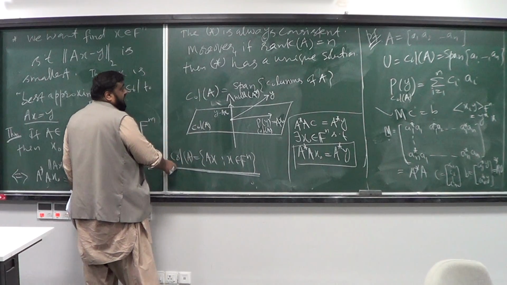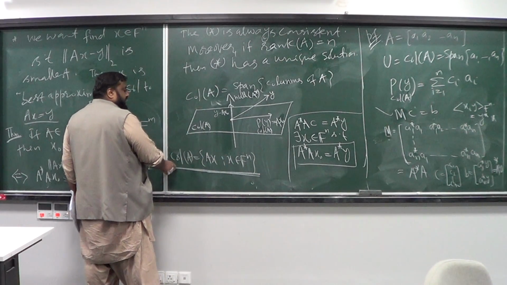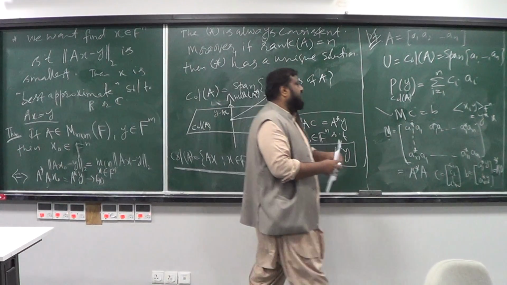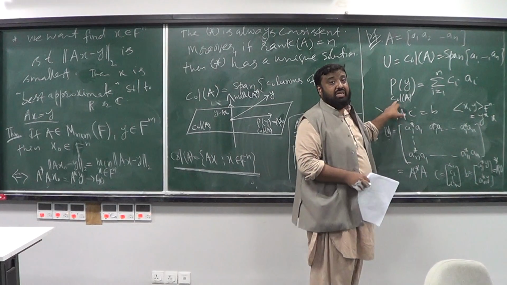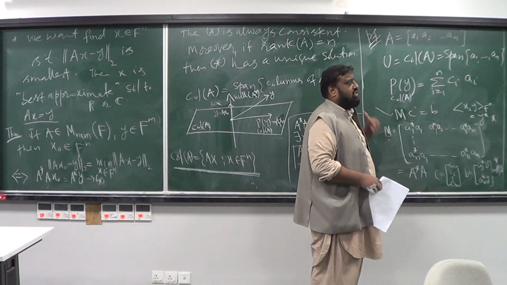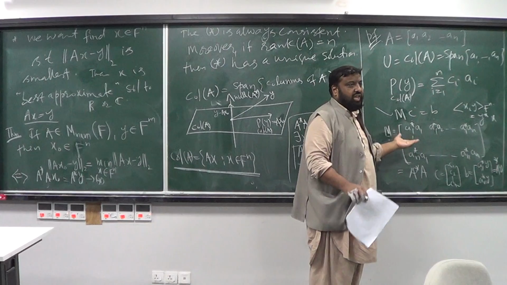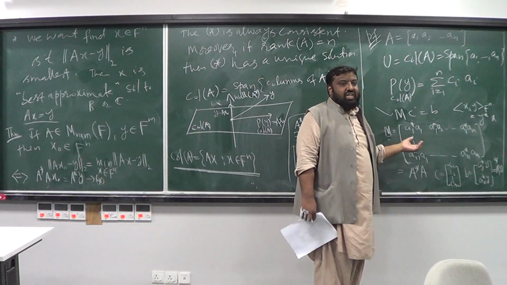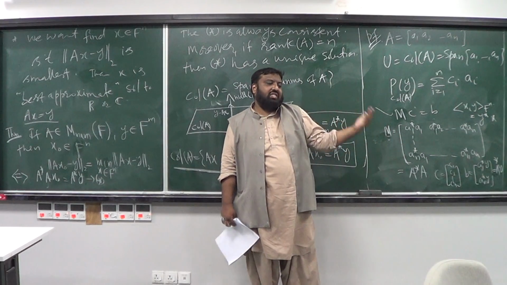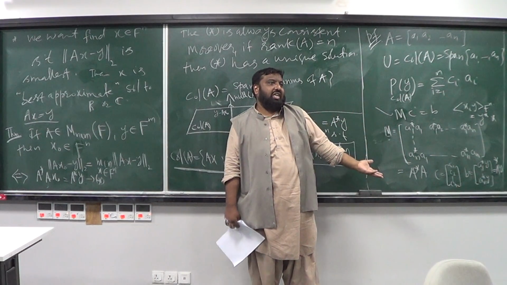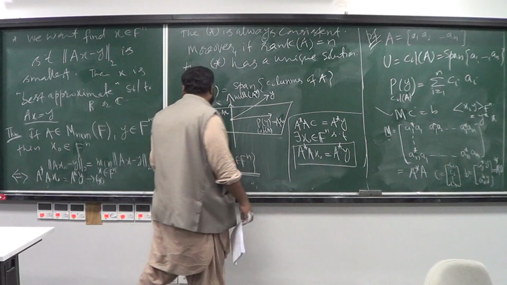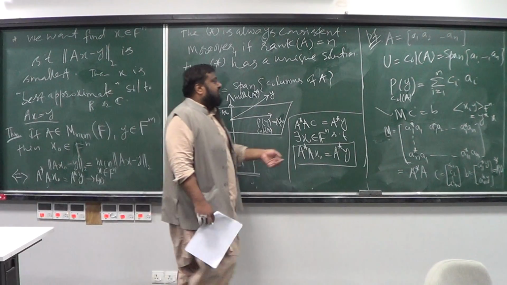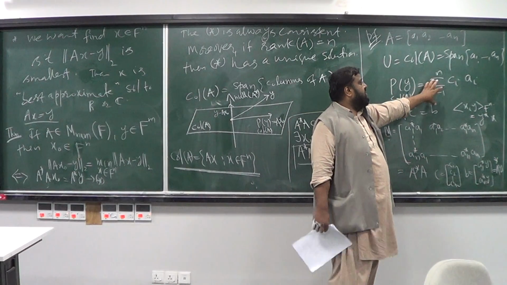space of A. Now, in order to find the best approximation of Y in the column space of A, we compute the orthogonal projection of Y onto the column space of A. Why? Because the orthogonal projection of a vector onto a subspace is the best approximation actually. So if you want to find the best approximation of the vector Y in this space, you need to find the orthogonal projection of Y onto the column space of it.